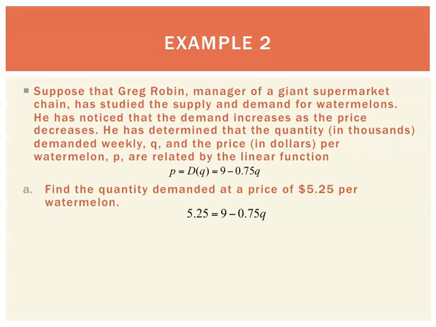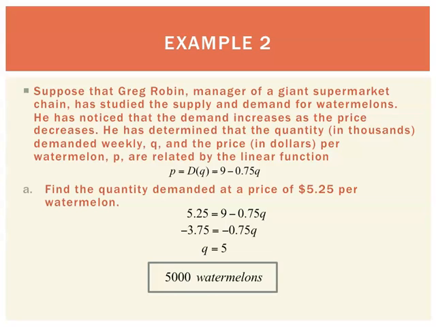So we solve for Q. So subtract 9 from both sides and divide both sides by negative 0.75, and we get Q is equal to 5. Now remember here that Q is the quantity in thousands demanded weekly. So 5,000 watermelons are demanded weekly.